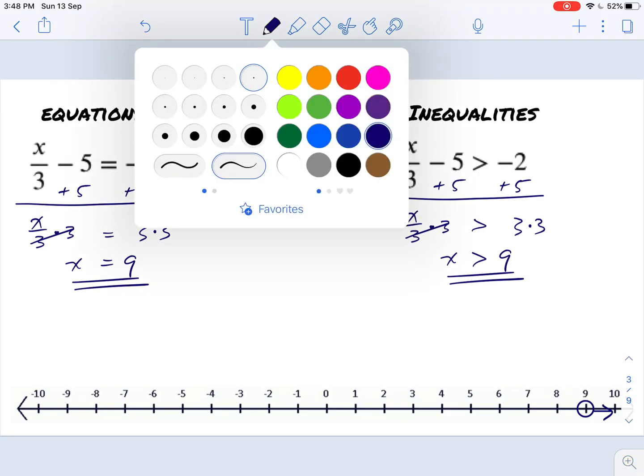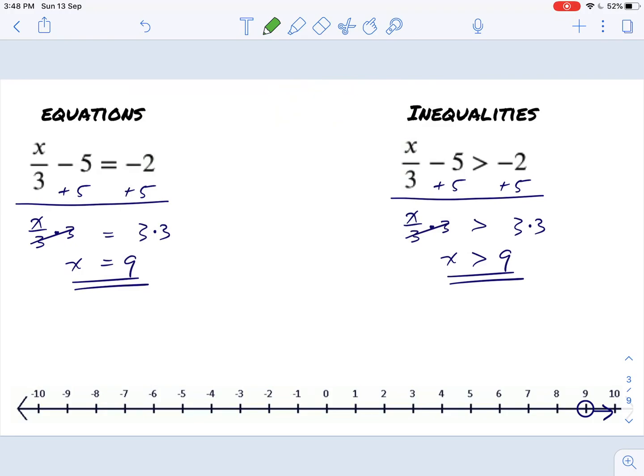And if I wanted to check and see, is that arrow going in the right direction? Well, I would pick a number that's bigger than 9. So let's say x is, I'm going to pick a multiple of 3, so it divides evenly. I'm going to pick 12. Okay, let's try that out. I'm going to do 12 divided by 3 minus 5, and we're going to see, is that greater than -2?